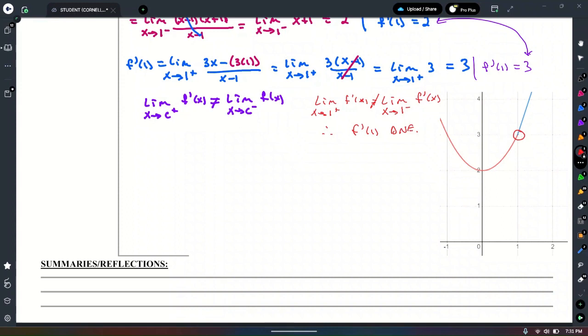So that's why this does not exist. It's not differentiable at that corner, at that point. It has an abrupt turn.